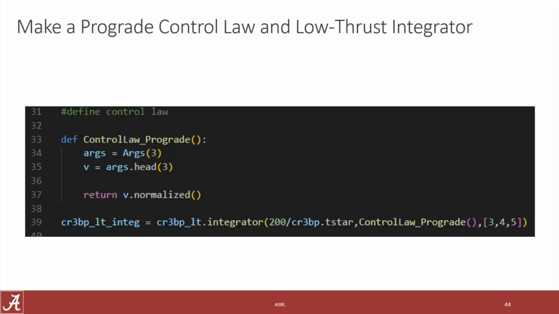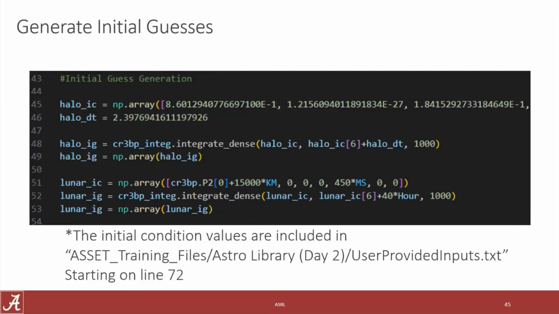So when we create the integrator for the low thrust problem, we're going to instantiate the CR3BP low thrust integrator with that same time step as what we had in ballistics, but now we're going to have the new control law for prograde and pass it the X velocity, Y velocity, and Z. So we've got our control law. Let's generate an initial guess now.